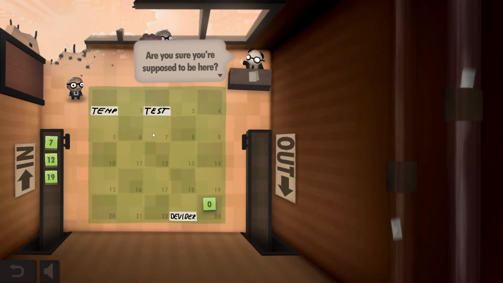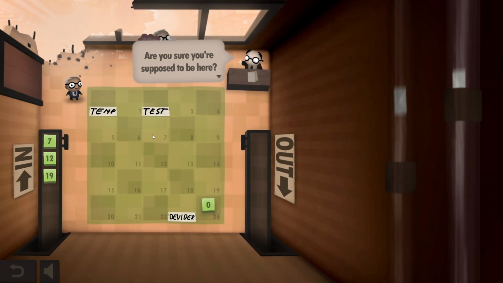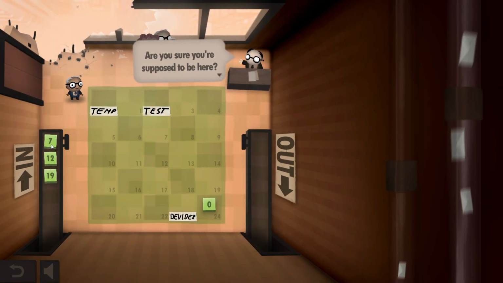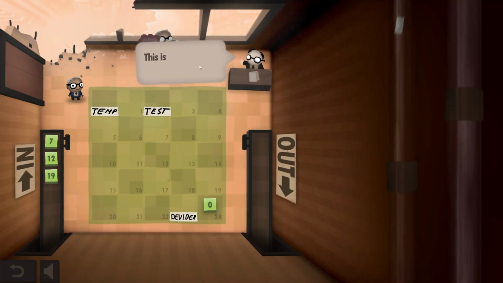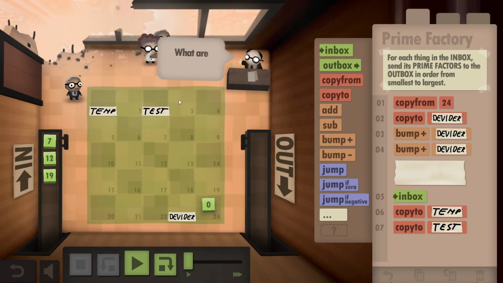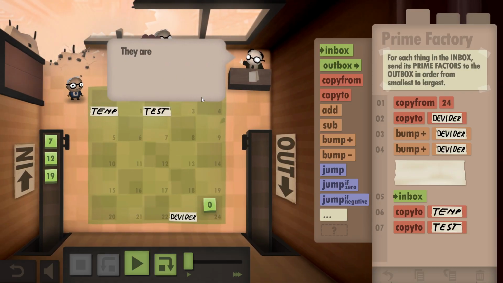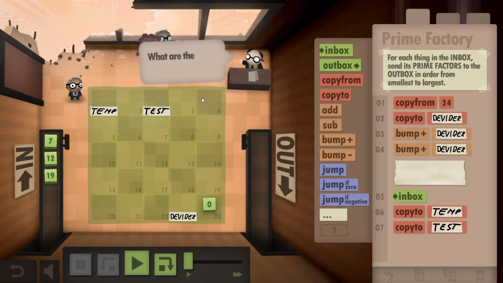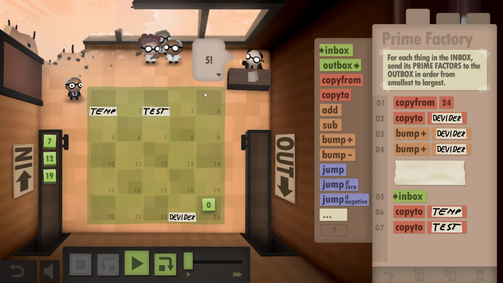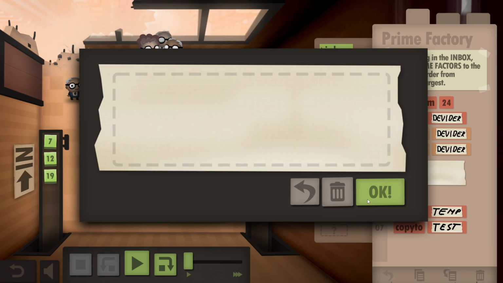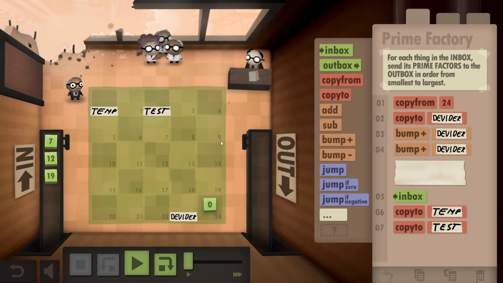Oh, it's annoying because it's 7. Wait, should the 7 be 7 and 1 or just 7? Output. Let me see what it says. Prime of 6, 8, prime of 5, 5. Okay, so it's just that. It's not 1 and 5. That's good info to have. Blah, blah, blah. Shut up. Right?